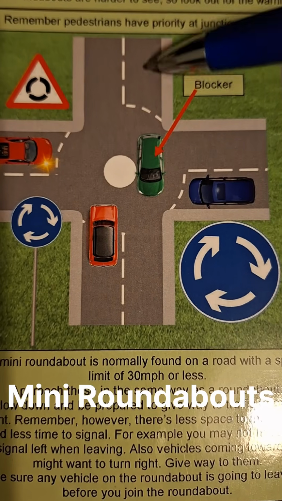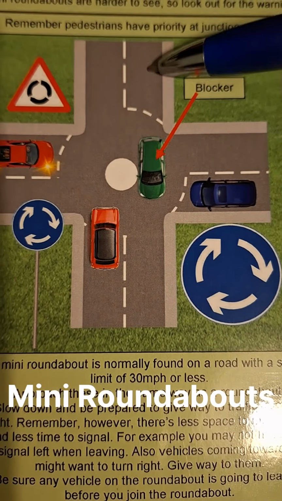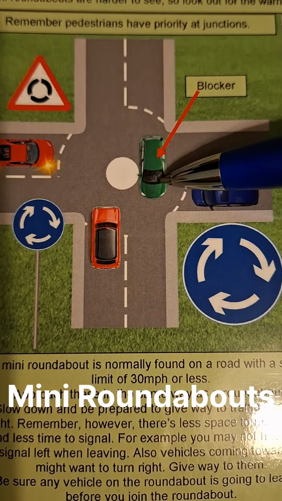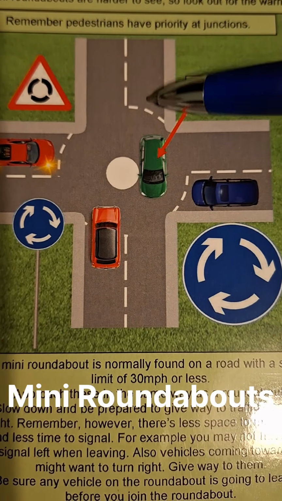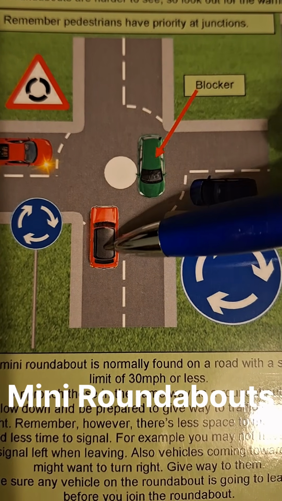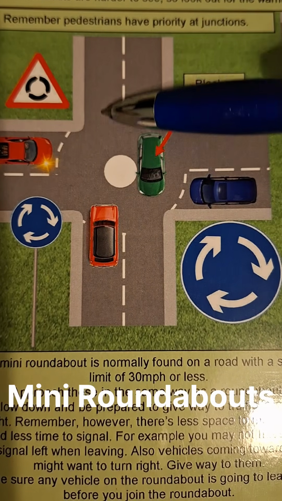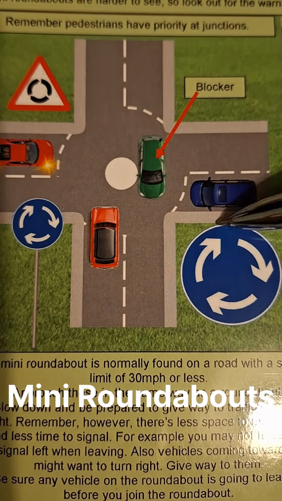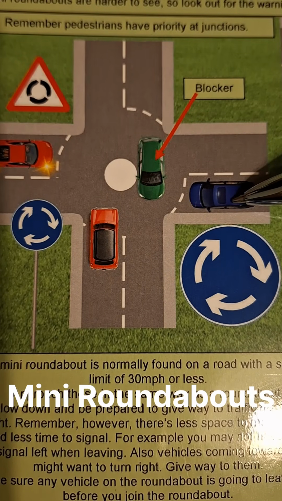Okay, so this blue car would be giving way to this green car, and this green car is going to come on through because he's not indicating, he's not signaling. So as this green car crosses the give way lines, you just double check and then you can potentially carry on through like so. And then you have no problems, you don't need to give way to this blue one.